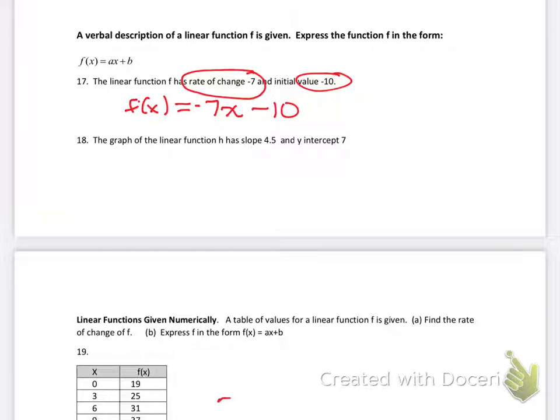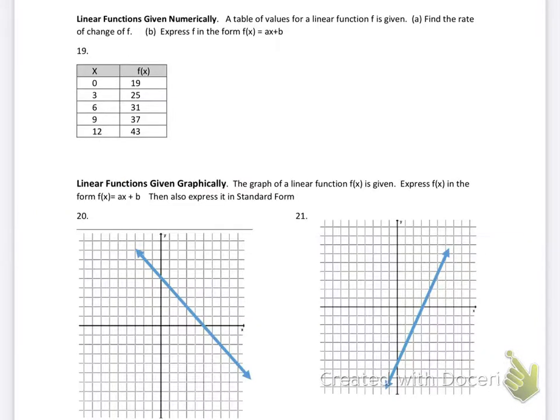Okay. The graph of the linear function has slope 4.5 and a y-intercept of 7. So because it says function, I'm just going to use f of x instead of y. Slope is 4.5. So that's still my m value. Whether we say rate of change or slope, it's the same. And then my y-intercept is 7. Okay.